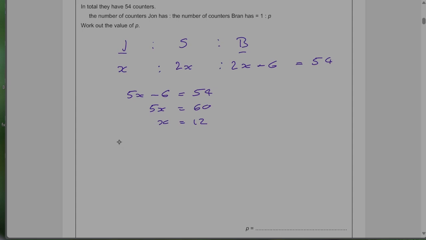Right, I want John and Bran, so this one and this one. So if I set that up as J to B, then is going to be 12 to 24 minus 6 is going to be 18. If I simplify by dividing by 6 to start with, that would be 2 to 3. So it's going to be 1 to 1.5.